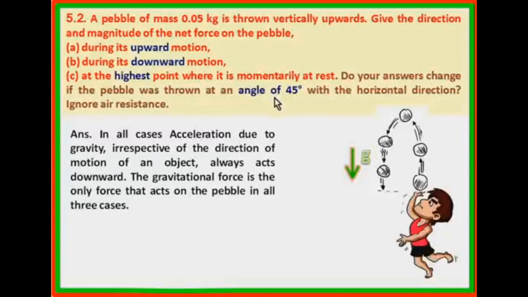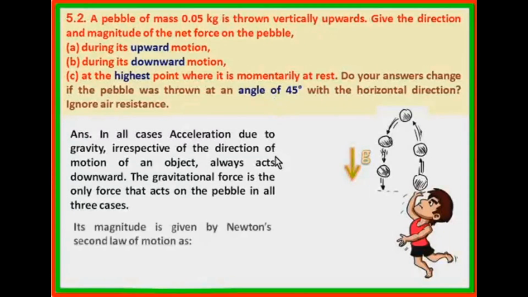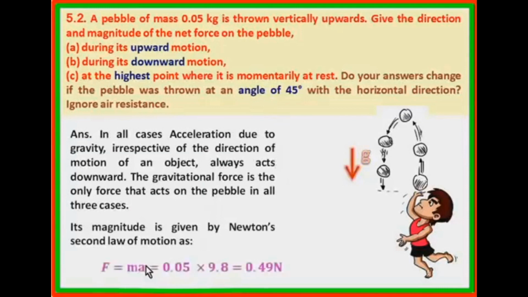When it comes to Newton's second law of motion, F is equal to ma. Here the mass is 0.05 kilogram and acceleration due to gravity is 9.8. So the net force acting on the pebble, that is the stone, is 0.49 Newton in all the cases, even at a 45-degree angle.